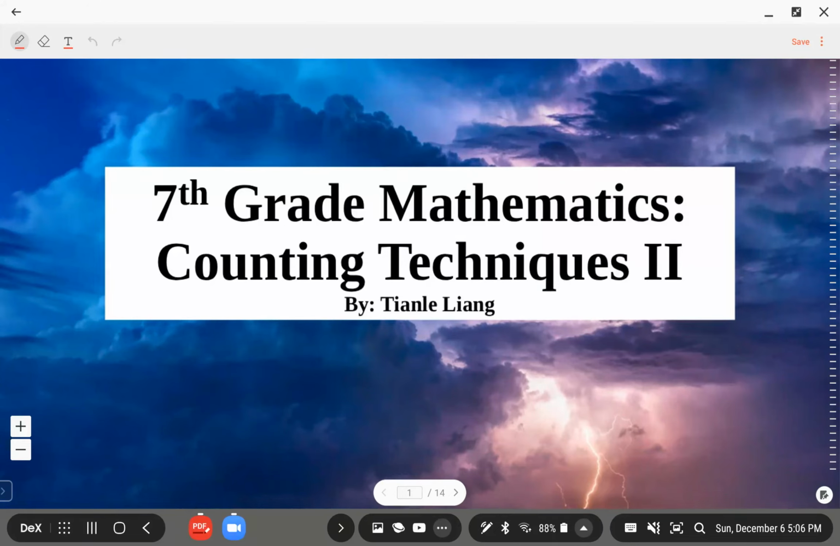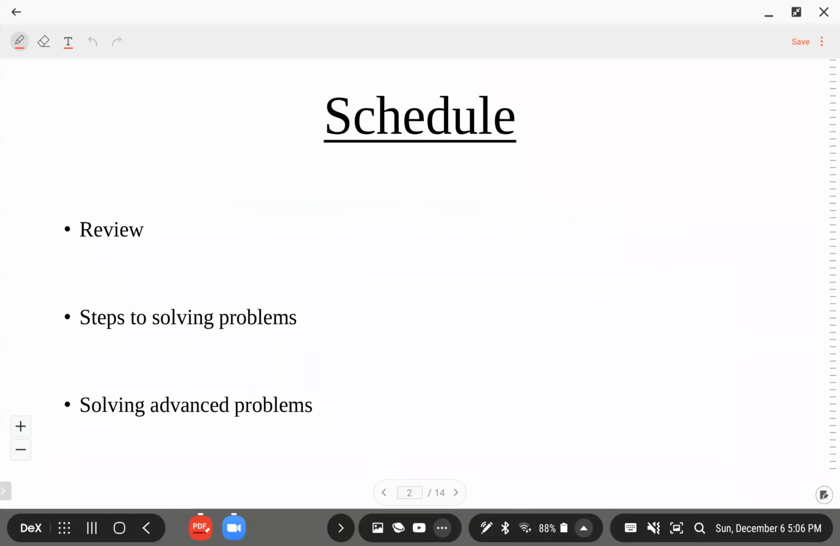Okay, so our schedule. First, we're going to review our methods and definitions of factorial, permutations, and combinations. For those who have not been to the last class, pay attention during this review session and take notes. But I think most of you have been to last class and have taken notes.